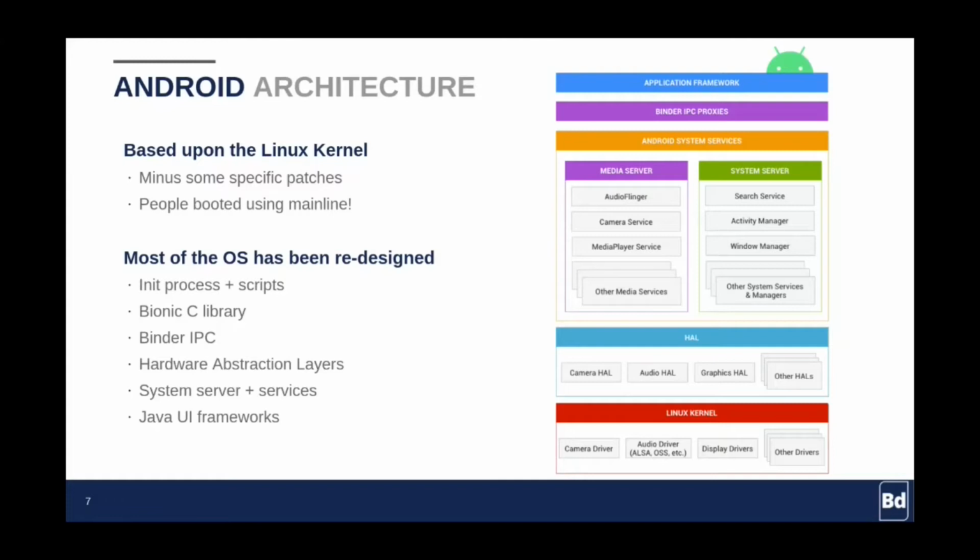Same for the inter-process communication. It uses something called binder. And most of those choices were made at the time for license purposes, trying to avoid the GPL license as much as possible. So most of those are under BSD or Apache licenses. And then you also have all the system server and native services that have been created from scratch by Google, along with the Java UI frameworks. And they also created the hardware abstraction layer to be able to interface any type of hardware to those native services and Java frameworks.